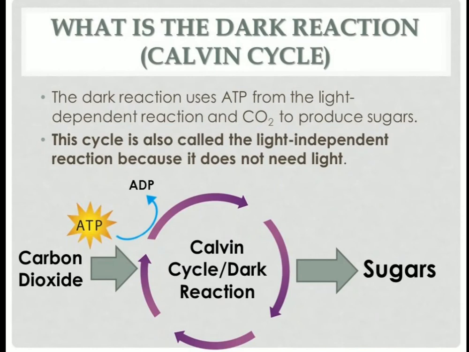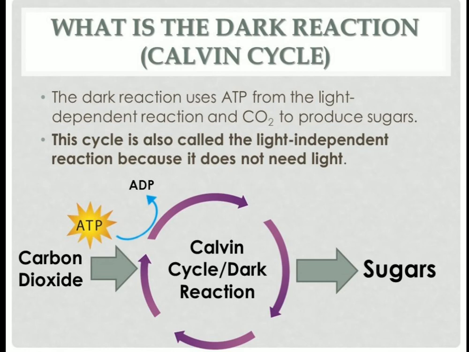Now, after the light reaction has taken place, there takes place the dark reactions. The dark reaction is also called the Calvin cycle, because the things which are used in the light reaction are re-synthesized back. The dark reaction uses ATP from the light reaction and carbon dioxide to produce sugars. This is also called light independent because no light is needed.